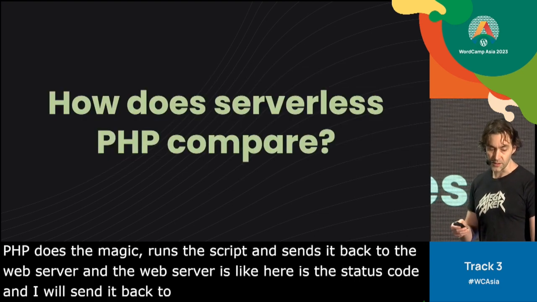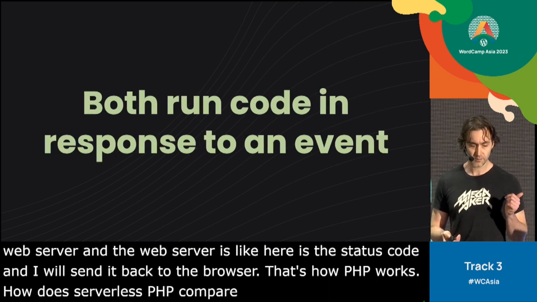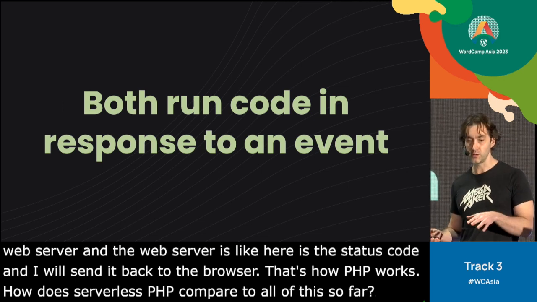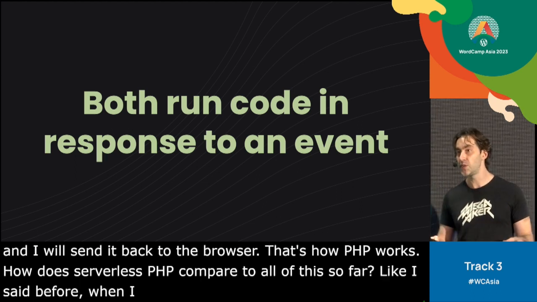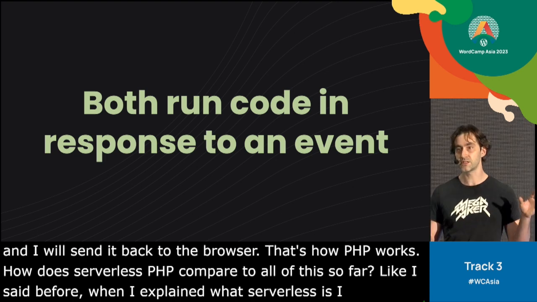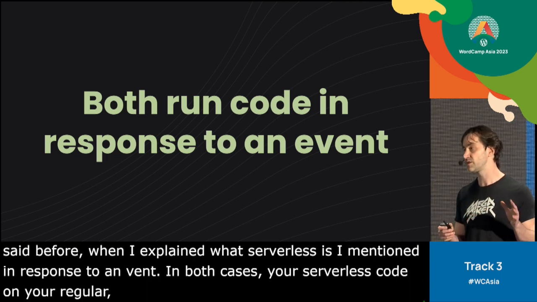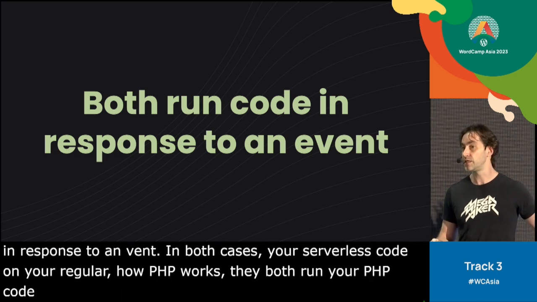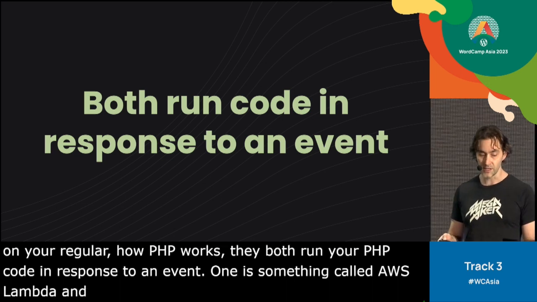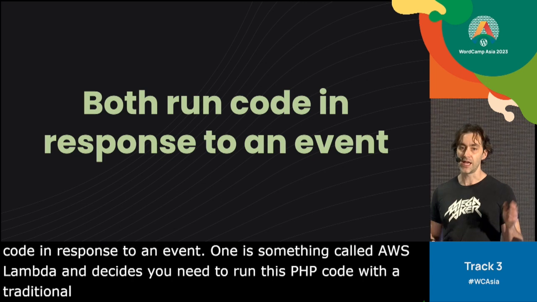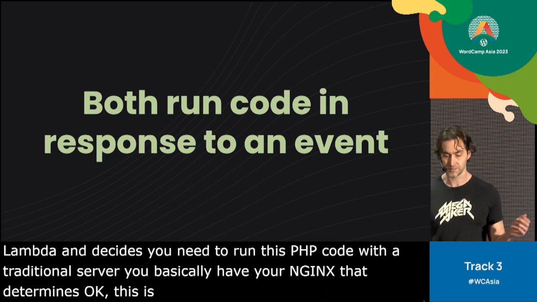So how does serverless PHP compare to all of this so far? Both of them will run code. Like I said before, when I explained what serverless is, I mentioned it runs in response to an event. So in both cases, your serverless code and how PHP works right now, they both run your PHP code in response to an event. One is something called AWS Lambda, which decides, okay, we need to run this PHP code. With a traditional server, you have your Nginx that determines, okay, this is PHP code, let's call PHP-FPM and have it run it.